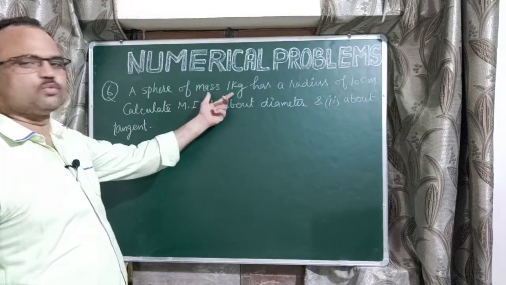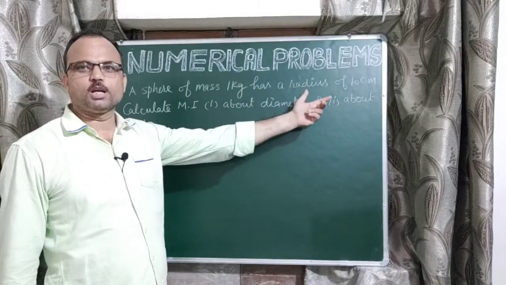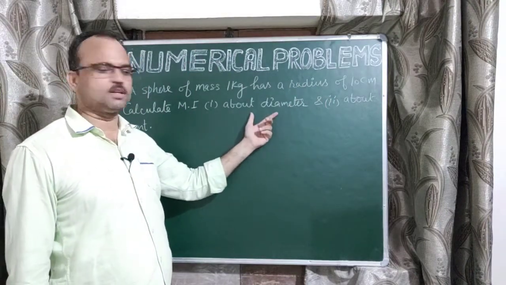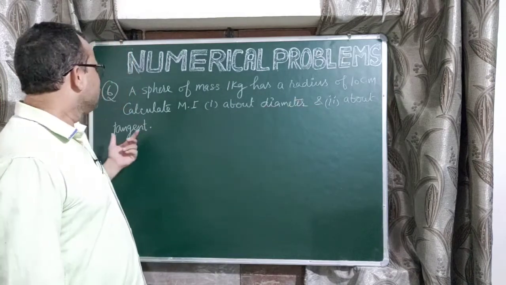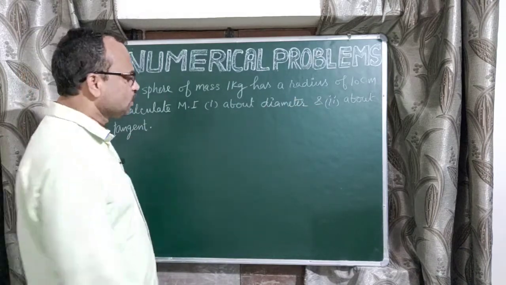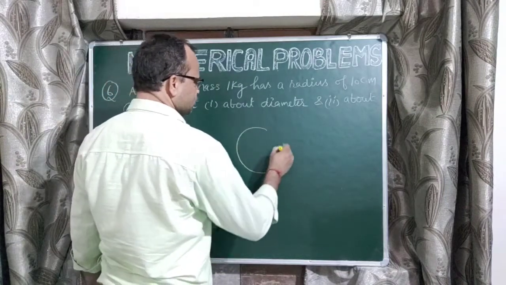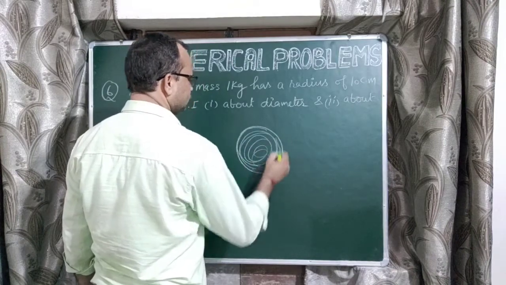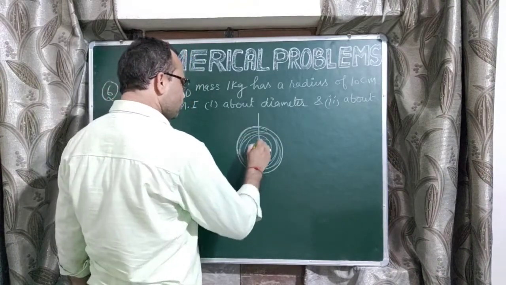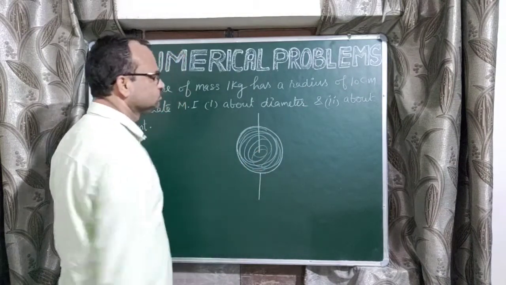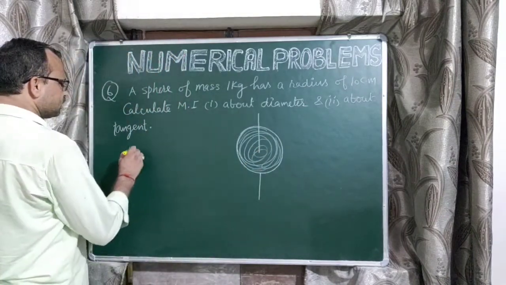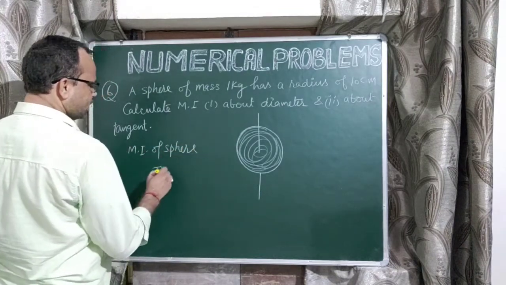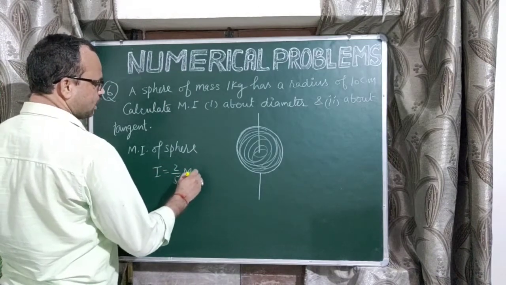A sphere of mass 1 kg, radius 10 centimeter. We have to calculate the moment of inertia when the axis passes through its diameter, and in the second part when the axis passes through its tangent. Suppose this one is a solid sphere, and the axis passes through its center like this. Then the moment of inertia of the sphere is I equals 2 upon 5 mr square.